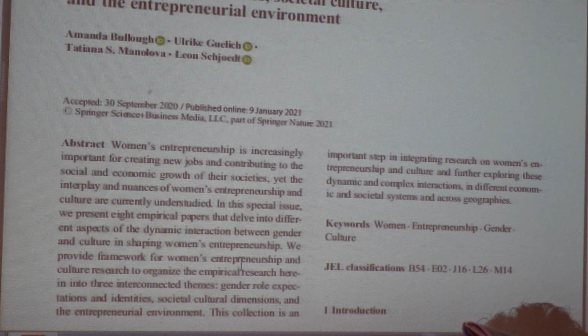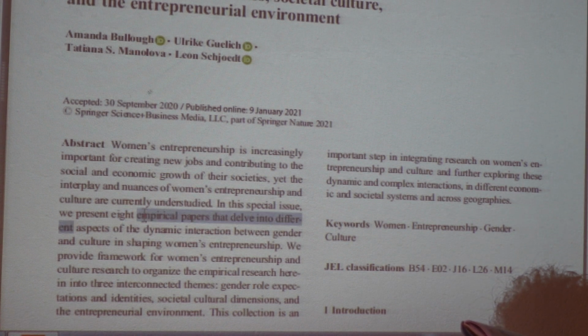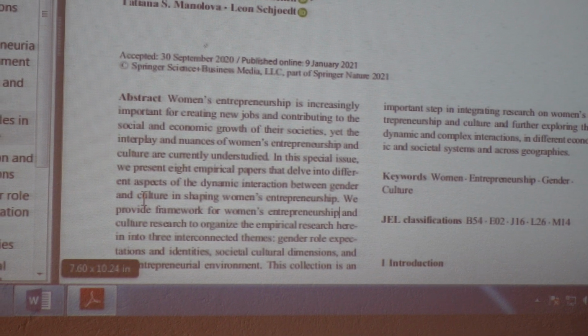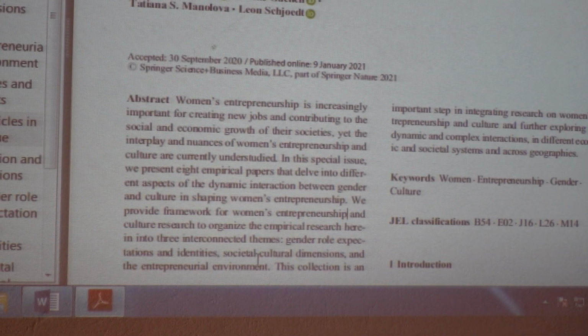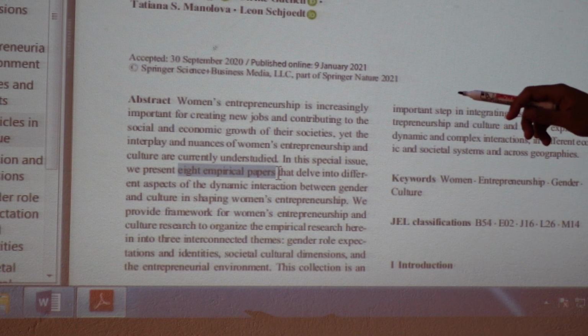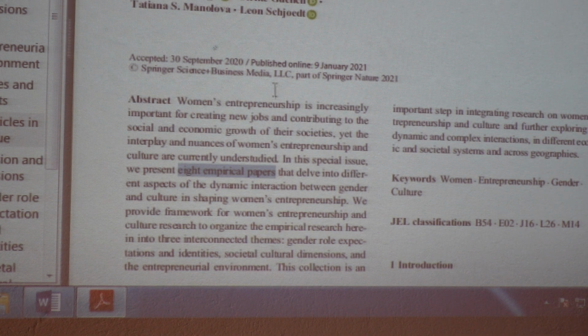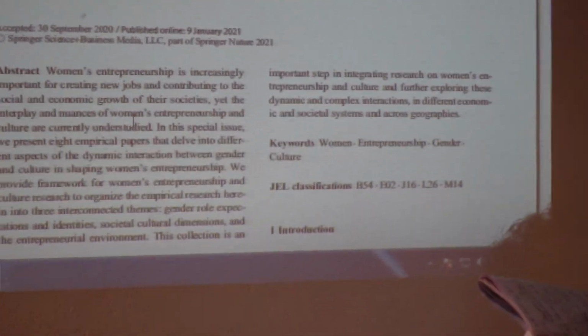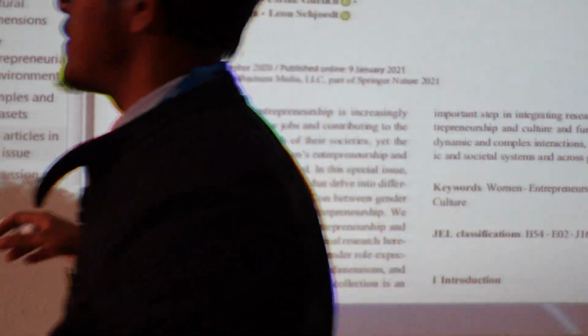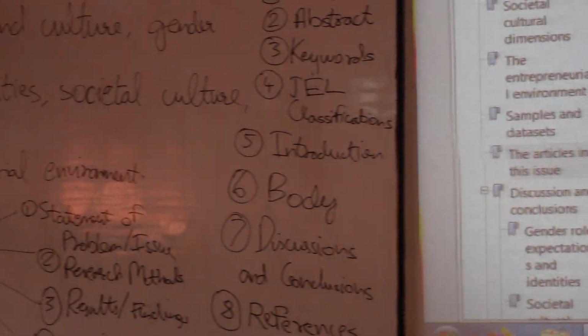Now we move further. This research paper consists of 8 empirical papers. Somewhere it might be written. Yeah, in this special issue, we present 8 empirical papers that delve into aspects of the dynamic interaction between gender and culture in shaping women's entrepreneurship. So the 8 empirical papers are an example of the second component of the abstract, that is the research methods. These papers provide a framework for organizing the existing research into 3 interconnecting themes. So this whole research paper will be divided into 3 interconnecting themes.